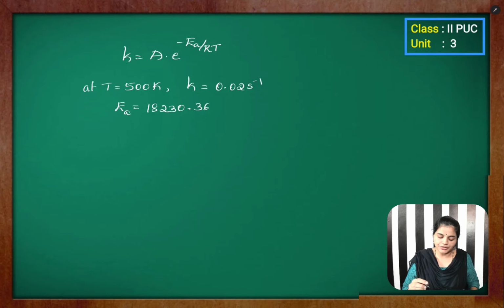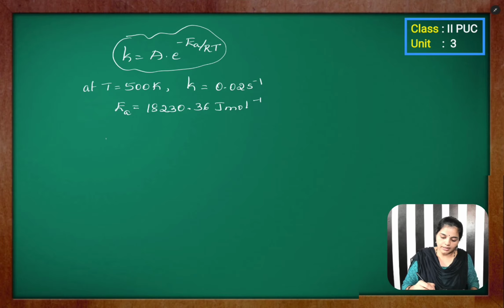Making use of Arrhenius equation, let us consider temperature as 500 Kelvin. Corresponding rate constant is 0.02 per second. Activation energy we have calculated, it's 18,230.36 joules per mole. Now let us substitute into the Arrhenius equation. So K is 0.02 per second. It's equal to A, which we have to calculate, e to the power minus 18,230.36 divided by R, it is 8.314 into temperature, that's 500.